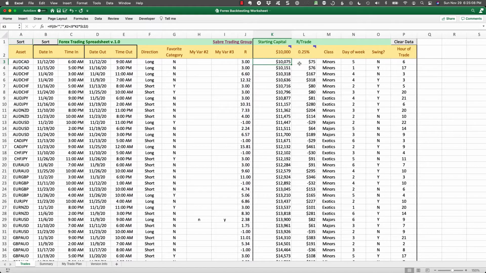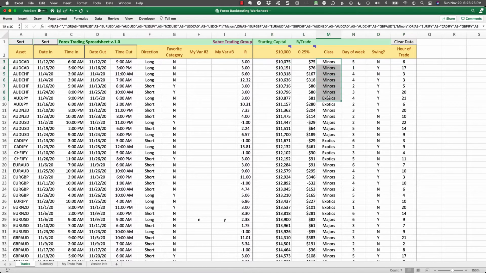So are you going to risk 1/4% on every trade, 1%, 1.5%, never more than 2, but on average about 1, or I like to risk 1/4%. And I can go over that in another video as far as to why. But these columns here are automatically calculated, and that's going to be for the statistics spreadsheet.